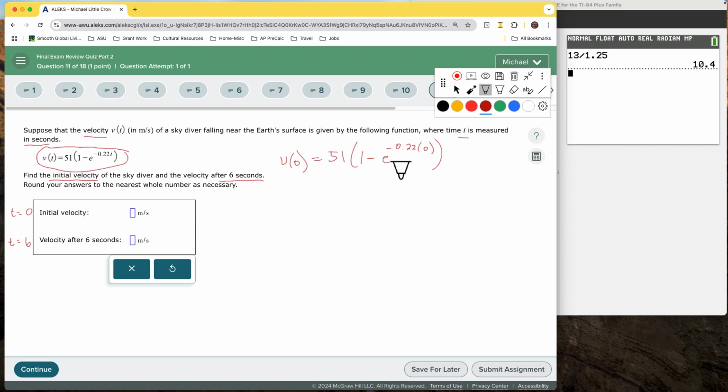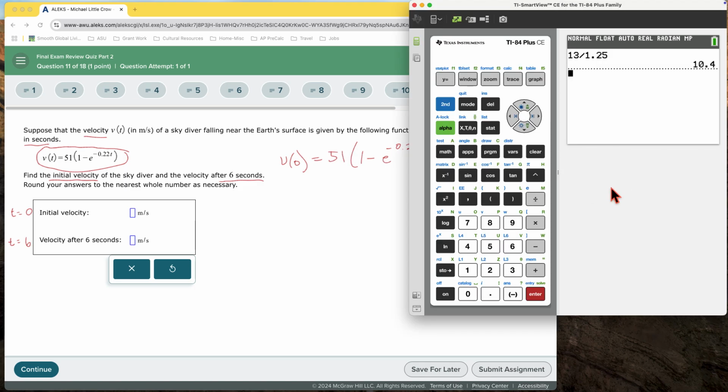I'll also work through it so you can see, because e to the 0 is going to be 1. 1 minus 1 is 0. So this is going to be 0. E to the 0 is 1, 1 minus 1 is 0, 0 times 51 is 0. So we're going to see that, but it's always good to have more than one way to do something, because then you get to check, right?